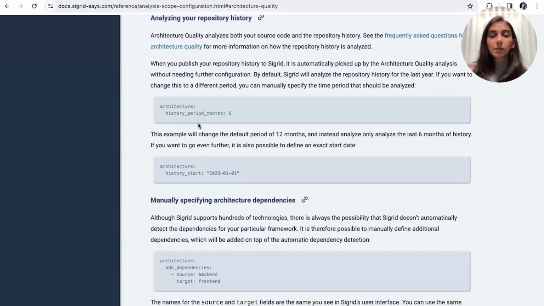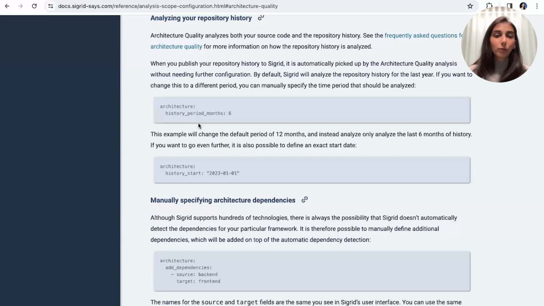Now, as I explained, there are three metrics that architecture quality shows you, and they're based on your repository history. So if these three metrics are grayed out for you, so you see a gray bar on them, that means we cannot measure it. That means we haven't received your repository history. So if you want these to be enabled for you and you want to see the results, make sure that you do have the repository history included within the Sigrid CI script.